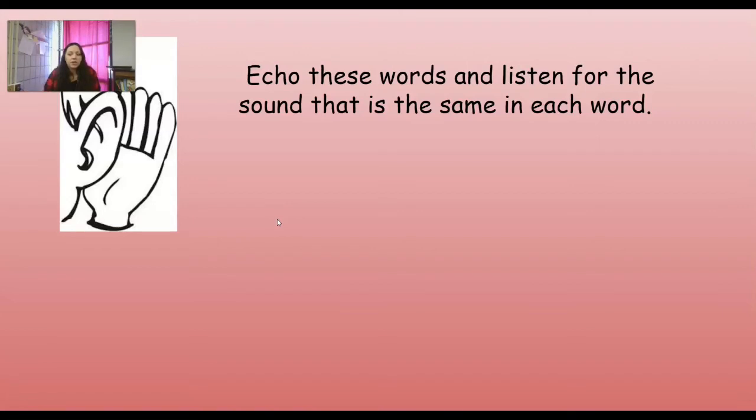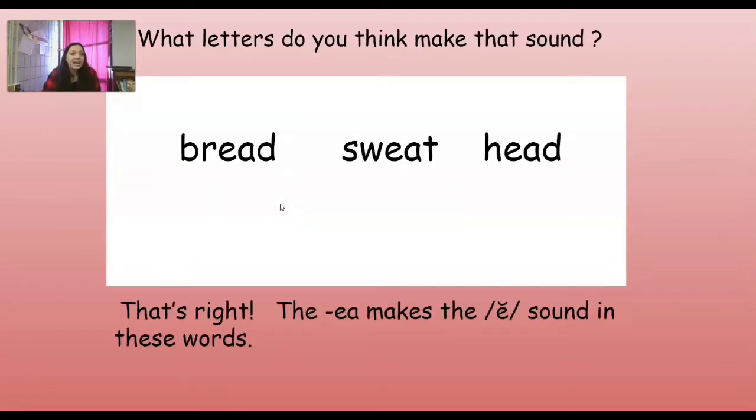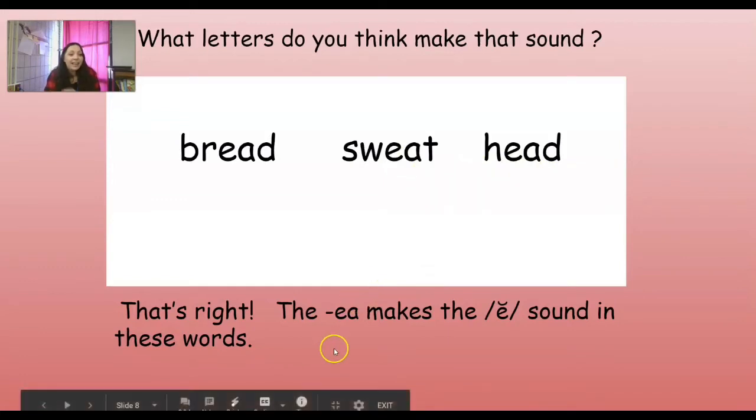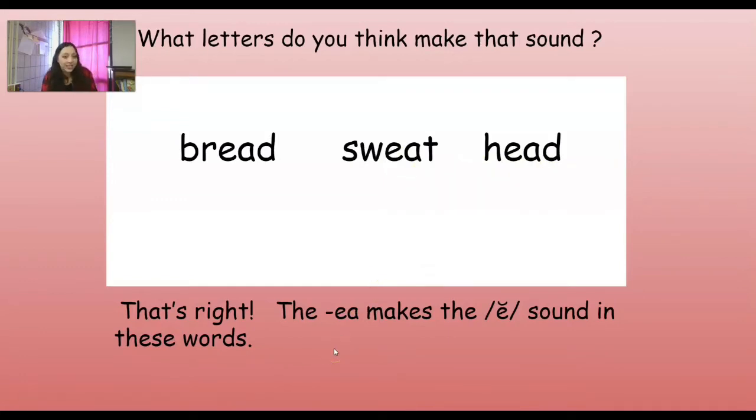Are you ready? What about ed, et, ed, et, ed. What sound did you hear that's the same? That's right, it's that short E sound. So what letters do you think makes this sound? Let's break it apart. Ed, et, ed. That's right, the EA in these words makes the short E sound in these words.